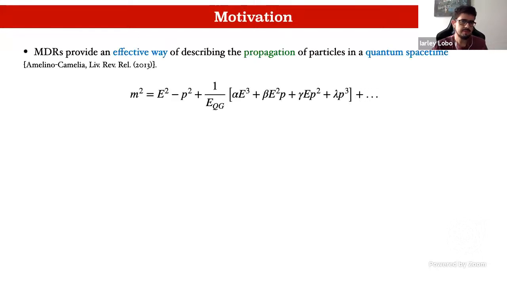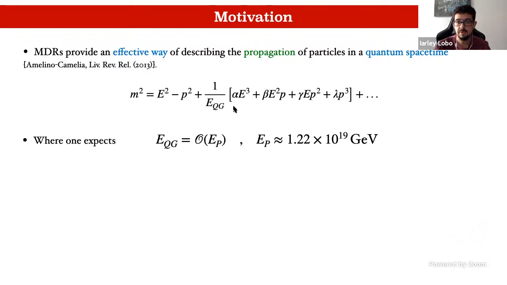These first motivations are the ones that we are all aware of here in this conference. As we saw in the previous talk, we can have a modified propagation of particles due to the interaction with a quantum space-time. This could be realized by modified dispersion relations, where the modifications are suppressed by an energy scale that is supposedly of the order of the Planck energy. Then one can constrain this kind of scale in order to constrain this kind of modified dispersion relation.